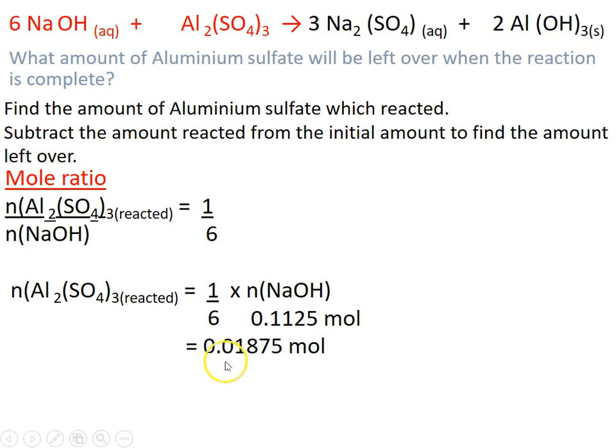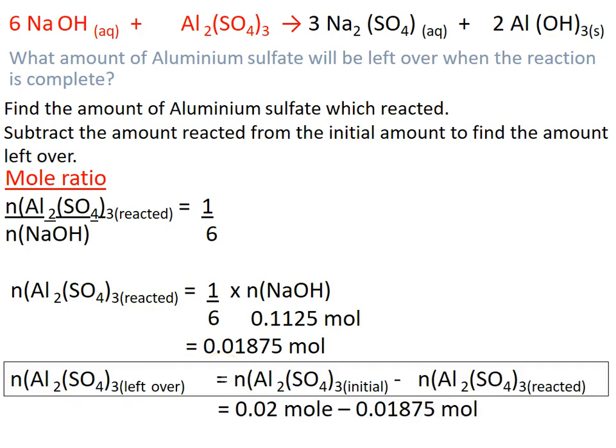Anyway, so 0.01875 moles of aluminium sulfate reacted, and you started with 0.02 moles, so you had 0.0125 moles left over. Okay.